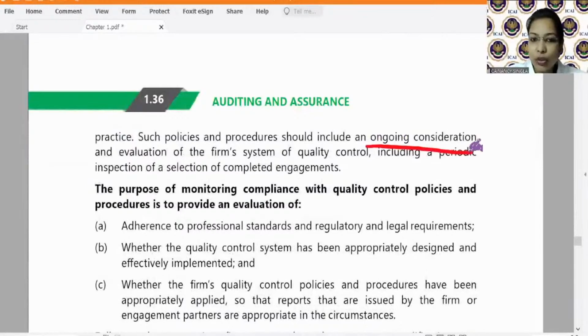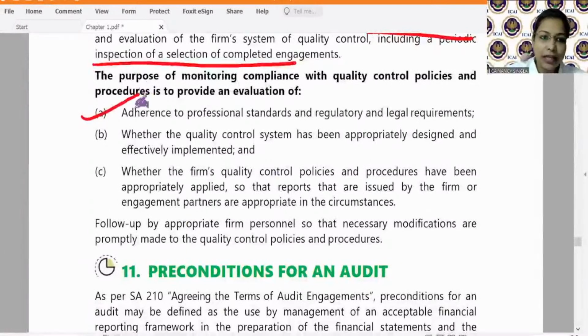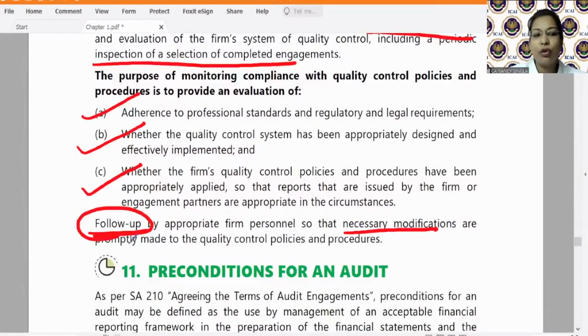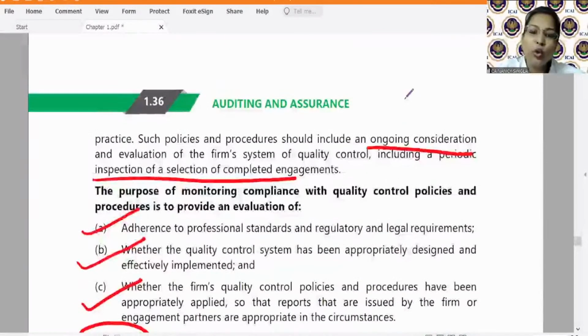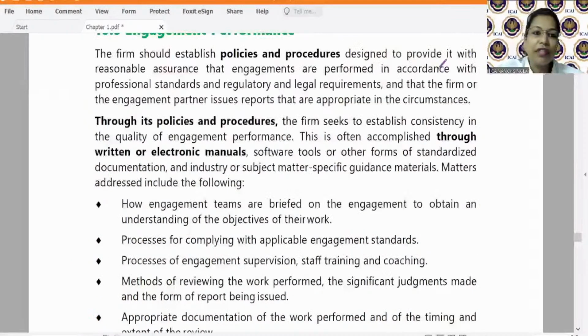कैसे कैसे कर सकते हो, ongoing consideration कर सकते हो, या periodic inspection of selection of completed engagements कर लो। उससे क्या होगा, professional standards adhere हो जाएंगे, आपको पता चल जाएगा कि whether it is appropriately designed and effectively implemented, and appropriate reports आ रहे हैं या नहीं। फॉलो अप करना जरूरी है, why, so that necessary modification can be promptly done. Yes, it can be both also. आप दोनों भी तो कर सकते हो ना, ongoing consideration भी कर रहे हो, including लिखा है ना, periodic inspection भी कर रहे हो. Same way with respect to monitoring.